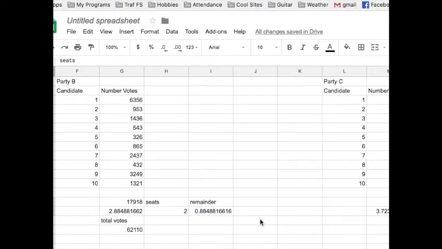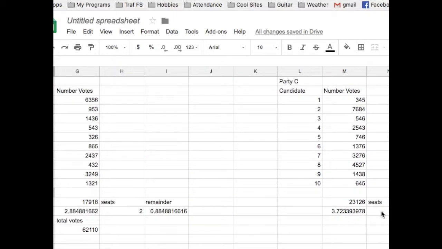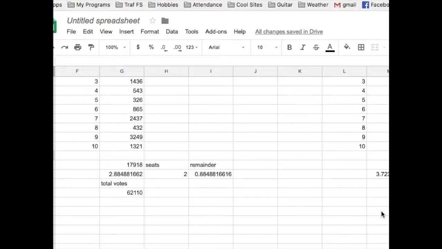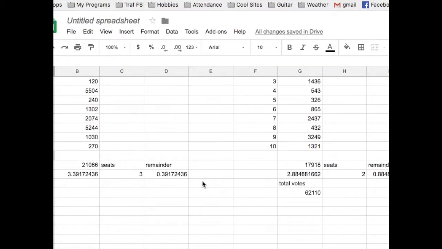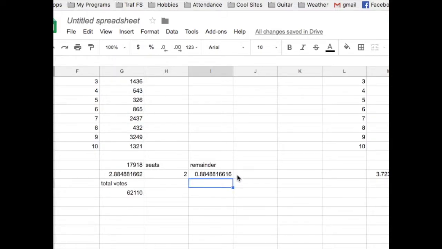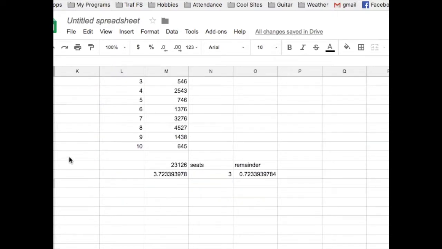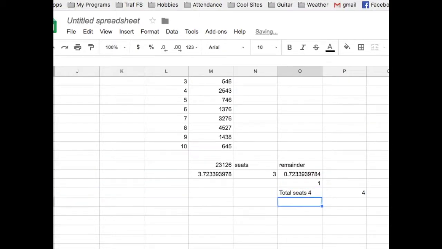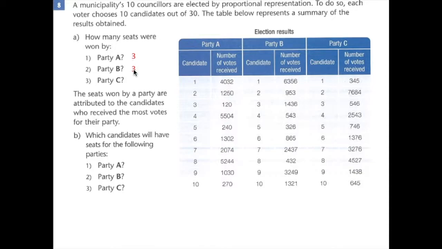So that's 3 plus 2 plus 3. That makes 8. So we have 2 more seats to give away. Party C has 0.7, Party B has 0.88 and Party A has 0.3. Party B is going to get 1 extra seat, so plus 1. Party C is going to get 1 extra, and so altogether they have 4 seats. We have 4, 3, and 3. A gets 3 seats, B gets 3 seats, and C gets 4 seats, and that adds up to 10.